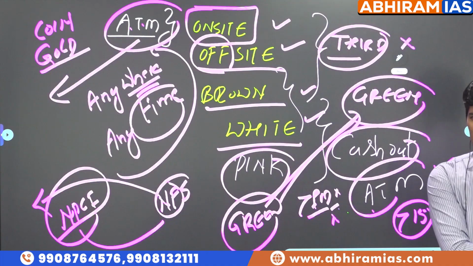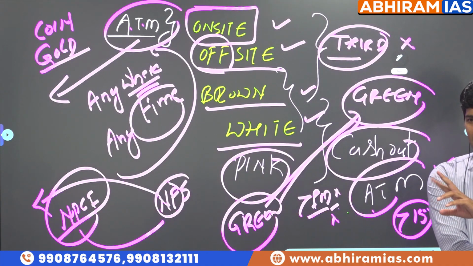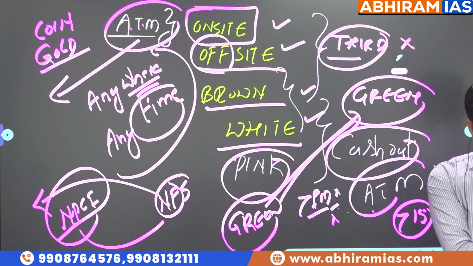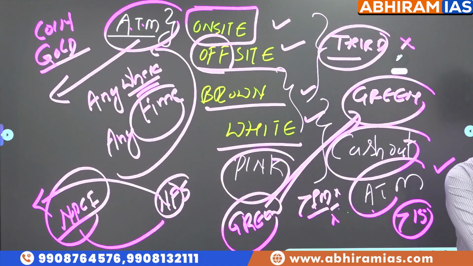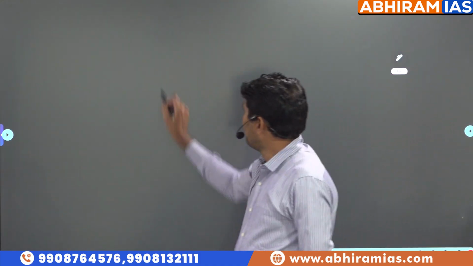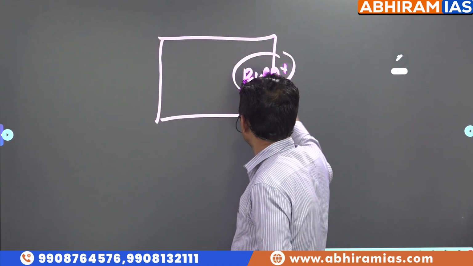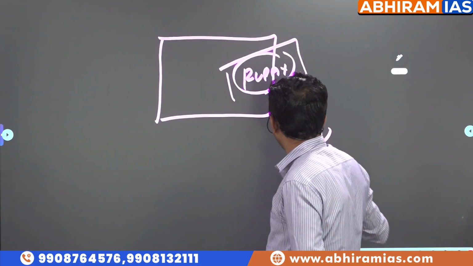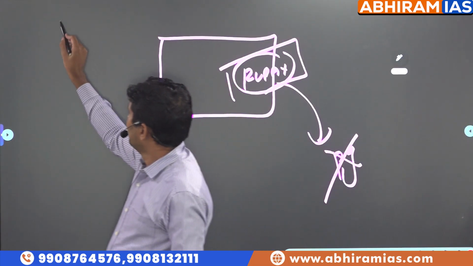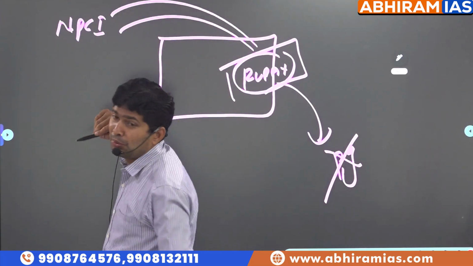Brown label, white label, third party, ATM complaints, difference between ATM and debit card, ATM and credit card. Now on this ATM card, if you observe carefully, RuPay, Master, Maestro. So these are called payment gateways. Earlier we used to depend upon foreign payment gateways. So NPCI developed India's own payment gateway called RuPay.